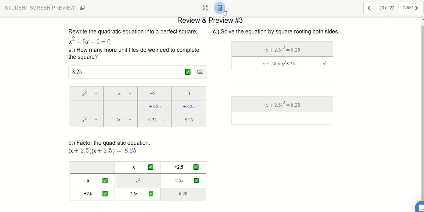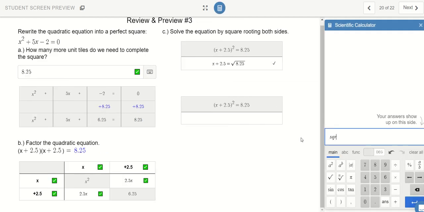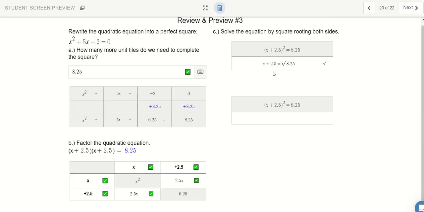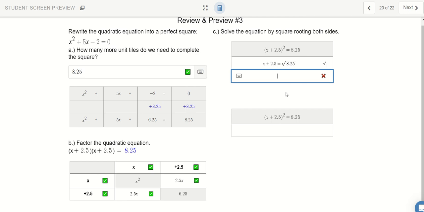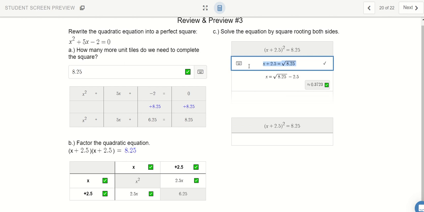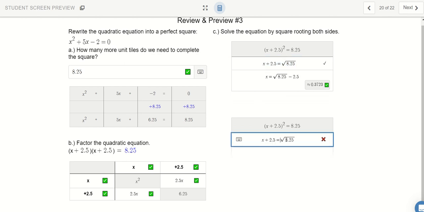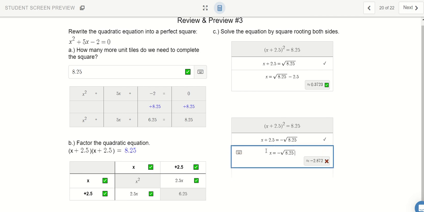I think 8.25 doesn't have a nice square root. Let's check. Yeah, it's going to be an irrational number. So let's leave it as a square root. And then from here, we're going to minus 2.5 on both sides. Minus 2.5. All right, same thing over here. Again, the negative version, because the negative times itself is going to be 8.25. And I'm going to minus 2.5 on both sides. Minus 2.5. All right.